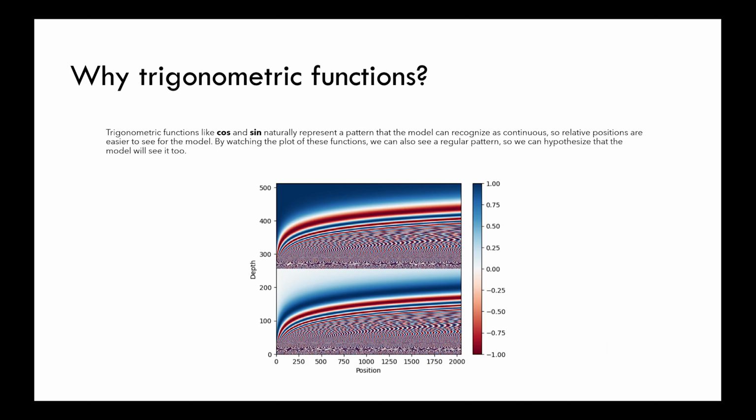One interesting thing is, why did the authors use trigonometric functions like cos and sin? This is because these two functions naturally represent a pattern that the model can recognize as continuously changing, so relative positions are easier for the model to see. When we as humans watch the plot of these two functions, plotted by position, the pos parameter we saw on the previous page, and the depth, which is the i parameter, we can see a clear pattern here, right? And we hope that the model will also learn this pattern when it sees the embeddings augmented with the positional encoding.